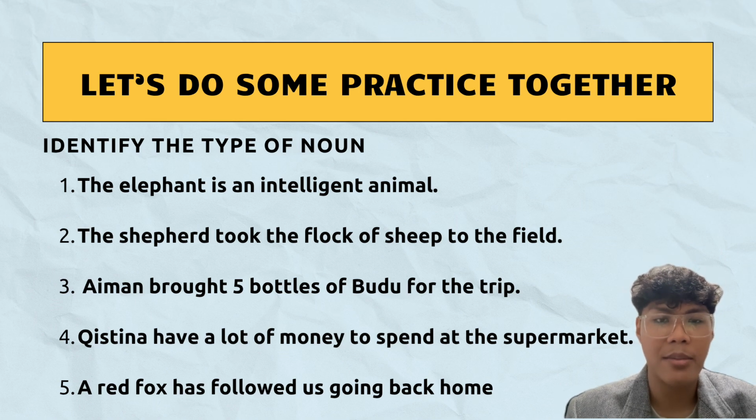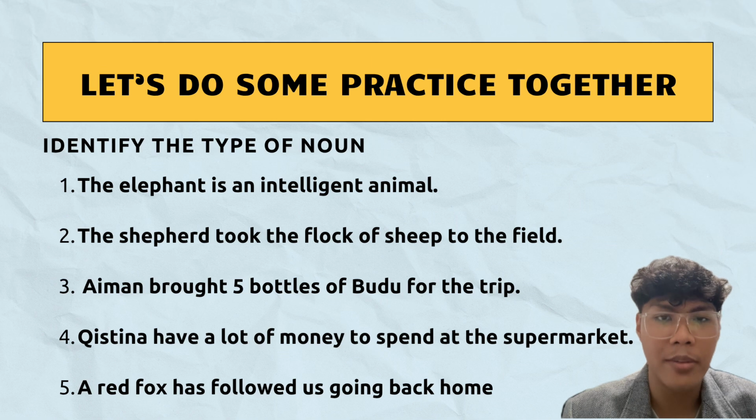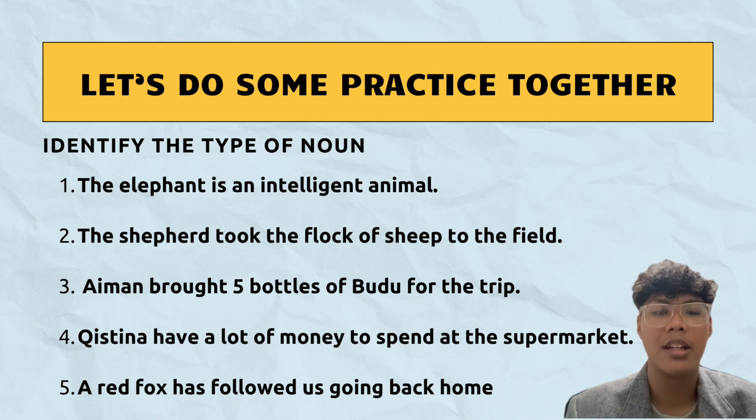And then for the third question, Aiman brought 5 bottles of Budu for the trip. I guess this is the easiest question because it specifically tells us how many bottles Aiman brought for his trip. It is 5, and when you can count it with numbers, it is a countable noun. Exactly.